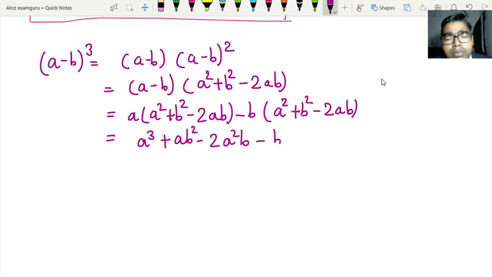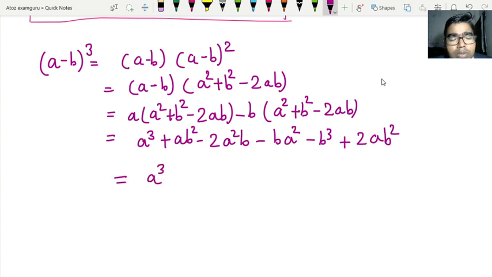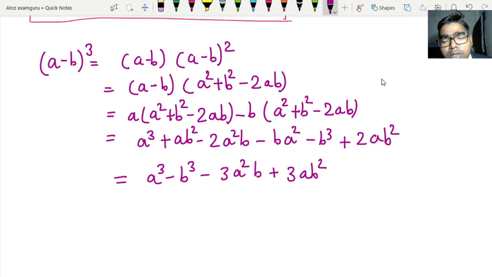Similarly, this will become ab square minus b cube plus twice of ab square. And now arrange the terms. This becomes a cube minus b cube, and this is a square b, and this is a square b. It becomes minus 3a square b. Similarly, ab square and ab square becomes 3ab square. Right friends? So you can arrange the terms again.